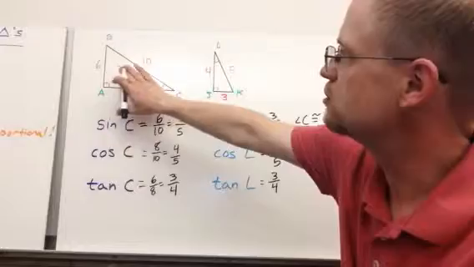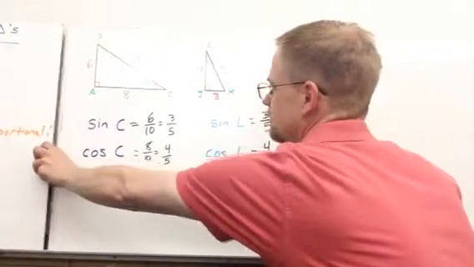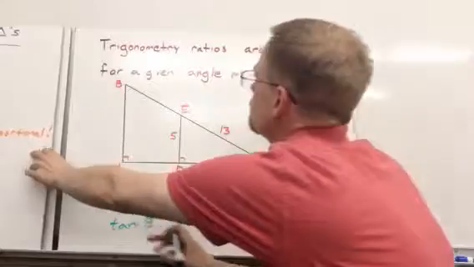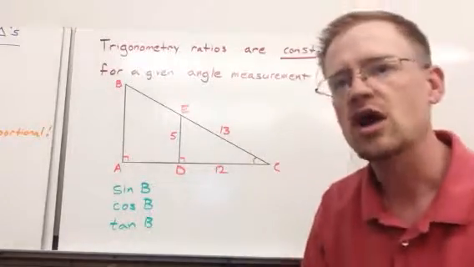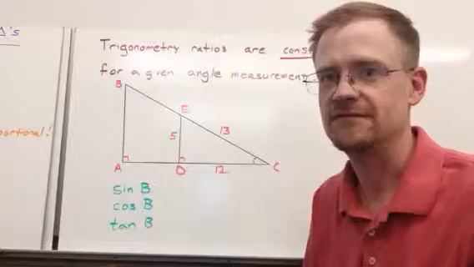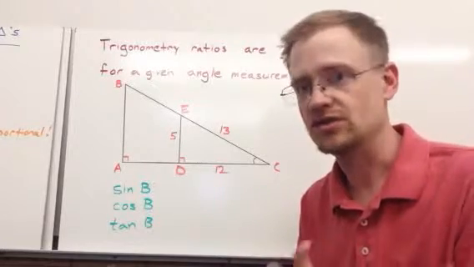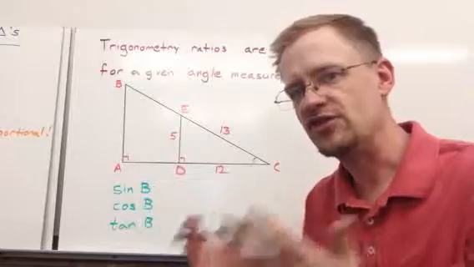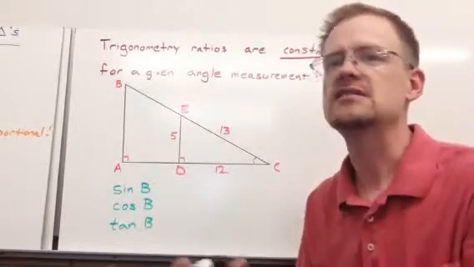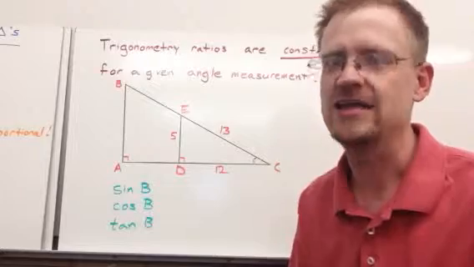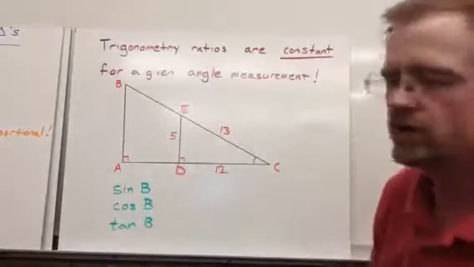So, if we know the trig ratios for one triangle, we know them for similar triangles. It also means this important fact: trigonometry ratios are constant for a given angle measurement. So, let's say we had the sine of angle B and it was 30 degrees. Whenever we compute the sine of an angle that's 30 degrees, we're going to get the same answer. All the sines of a 30-degree angle are going to be the same. All the sines of a 45 are going to be the same. 60, 70, 75, 92.38, all going to be the same regardless of what triangle we're looking at. So they're going to be constant.